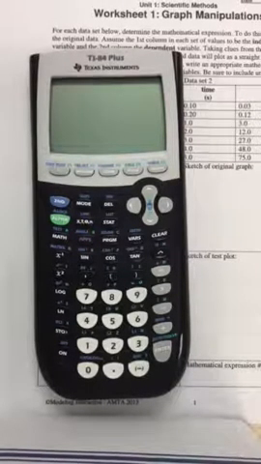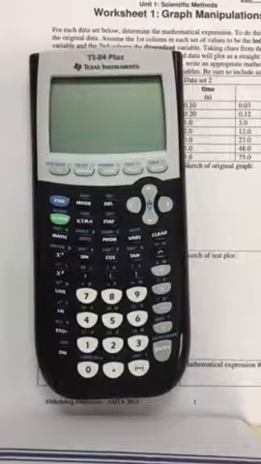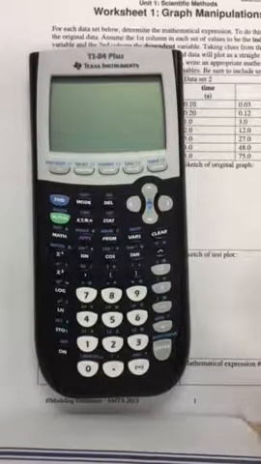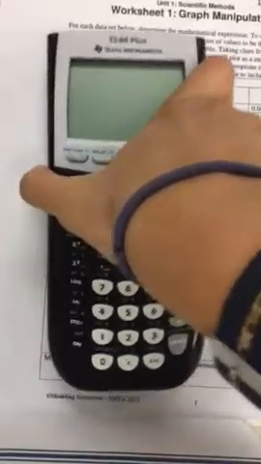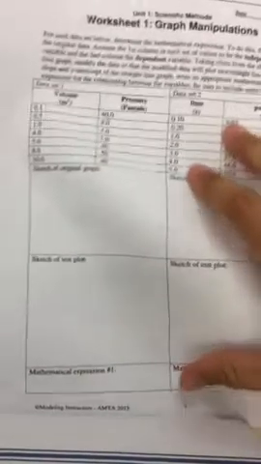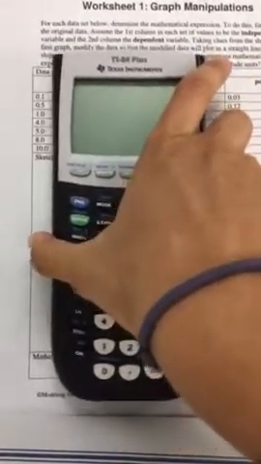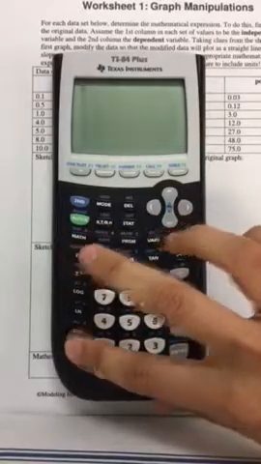Hello everyone. In this video, you're going to learn how to use your TI calculator in order to be able to graph data sets. So, what we're going to use as our data set is data set 1 from the handout that you got in class. So, first thing we need to do is we need to enter in this data set into our calculator.